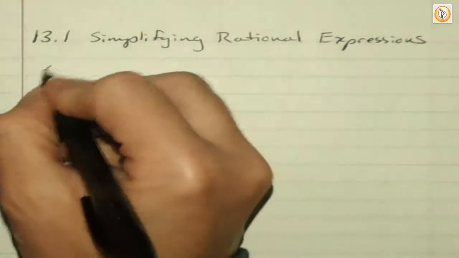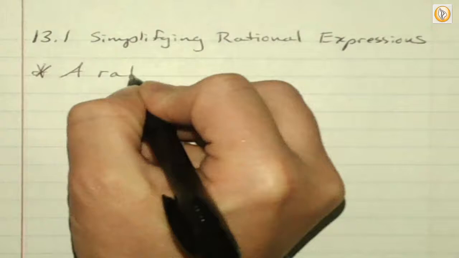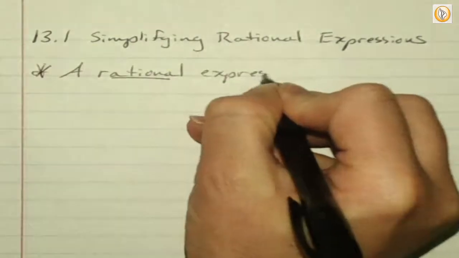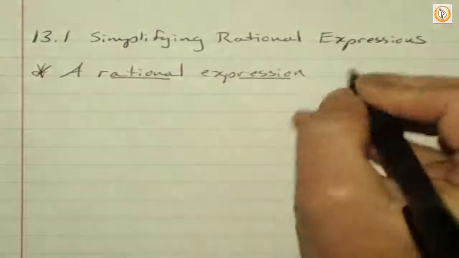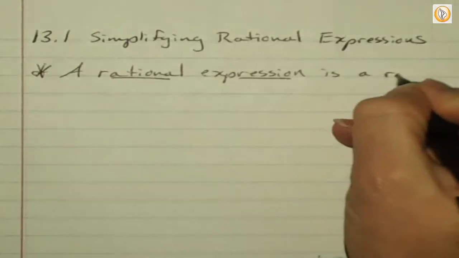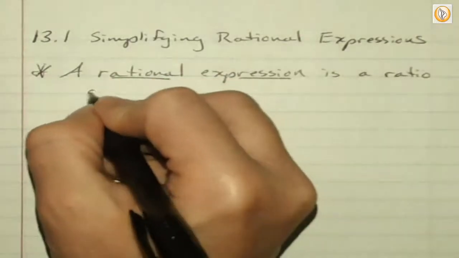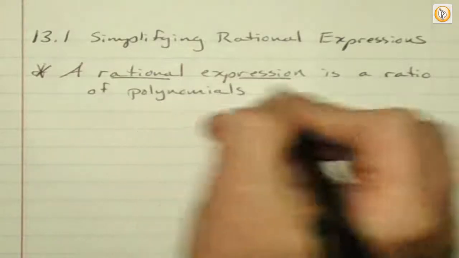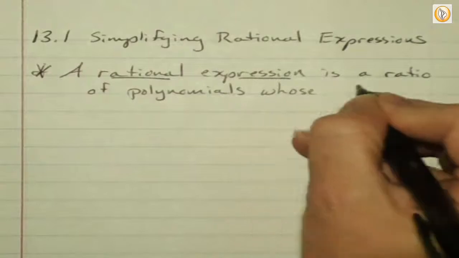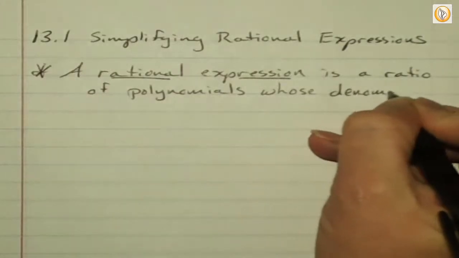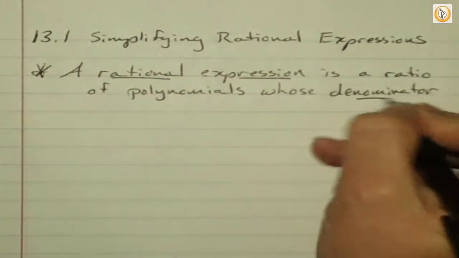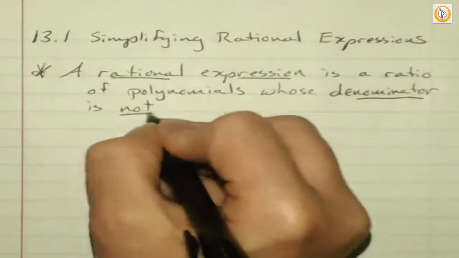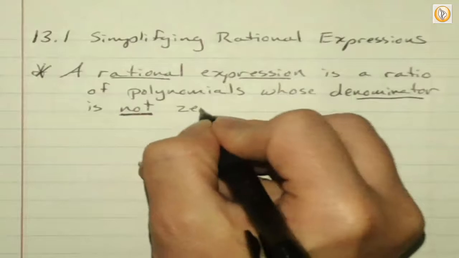All right. A rational expression is a ratio of polynomials whose denominator is not 0.